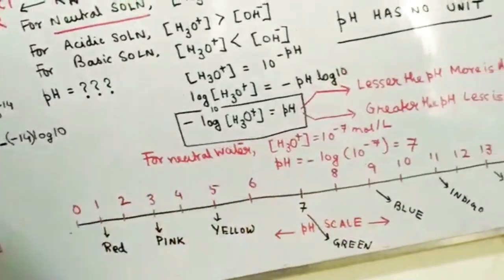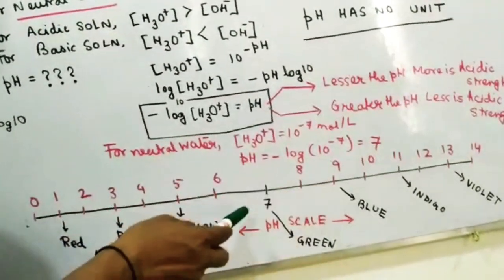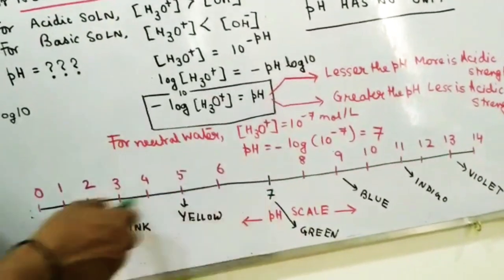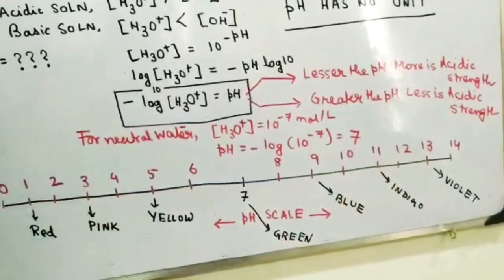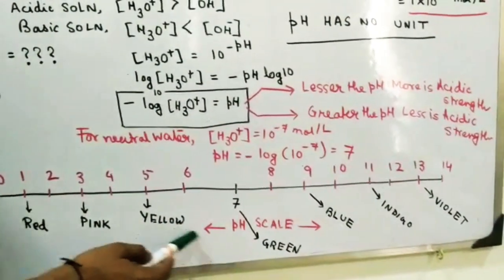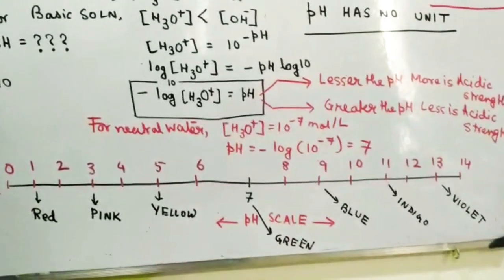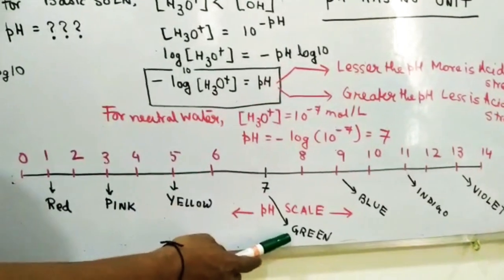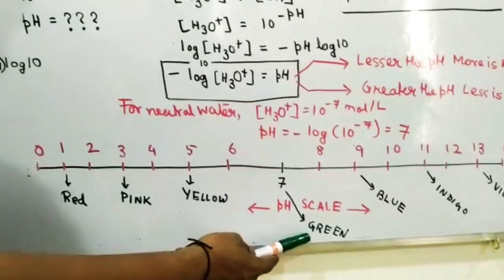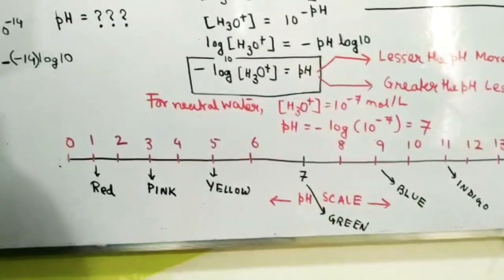You can see this is the pH scale where it ranges from 0 to 14. From 0 to 7 indicates the acidic range, and from 7 to 14 indicates the basic range. These are the various colors indicated by the pH paper, which is a universal indicator. You can see that for neutral water, if you dip the pH paper, the universal indicator, you get the color green.